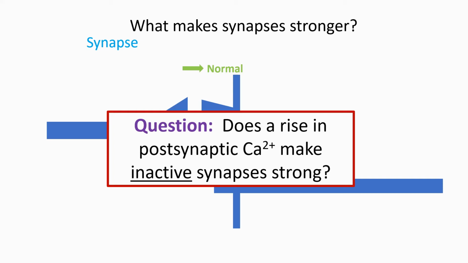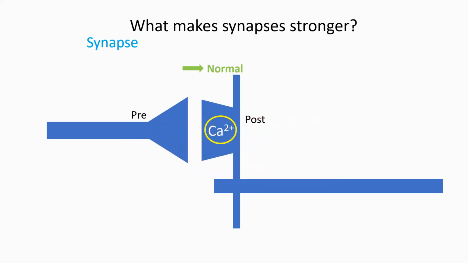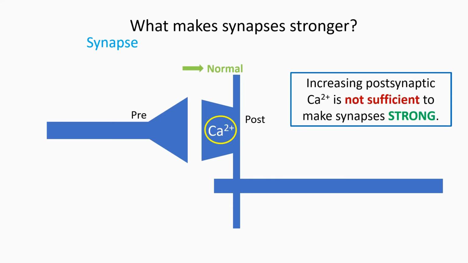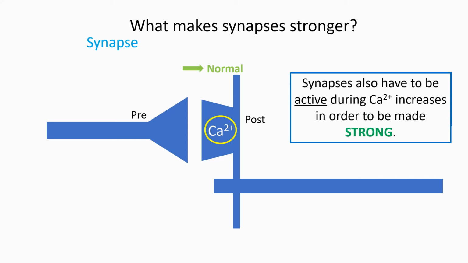You recall in the experiments up to now, they've always activated the synapses while they increased postsynaptic calcium. They then repeated the experiment exactly as they'd done before, except they did not activate the synapse while they increased the postsynaptic calcium. And after a series of repetitions, they found that indeed the synaptic strength remained exactly as it had been originally, that is, in a normal case. In other words, increasing postsynaptic calcium alone does not make synapses strong. Increasing postsynaptic calcium is not sufficient to make synapses strong.